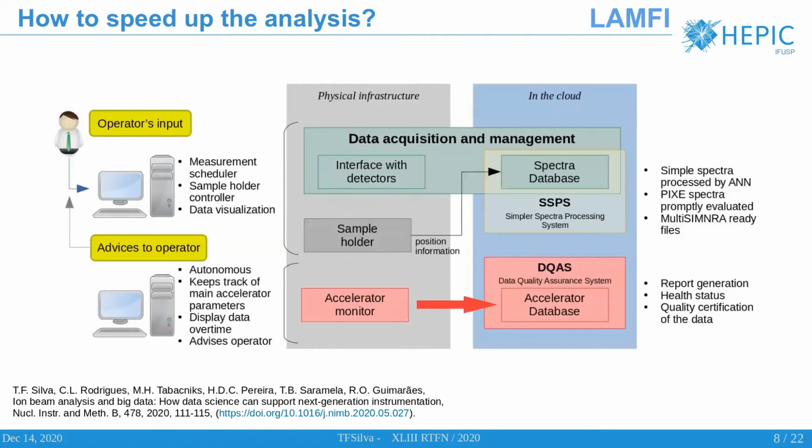And how we ended up in this collaboration. It's because we are in the Laboratory for Material Analysis with Ion Beams, LAMFI, an acronym from the Portuguese words. We are developing a data processing layer, which is supposed to run on the cloud, that's going to process or at least pre-process most of the data that's produced in our laboratory. We started with the DQAS, which is the Data Quality Assurance System, which is going to process accelerator data to produce certificates of quality of the data produced in the laboratory. But for this work, what we are interested in is this simpler spectral processing system, which is intended to feature some artificial neural network to do the processing of some samples.